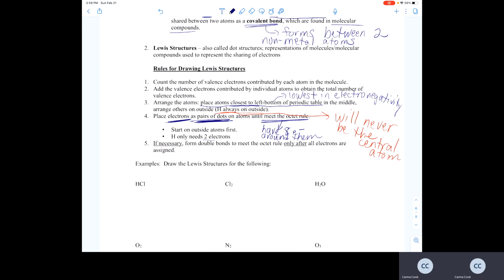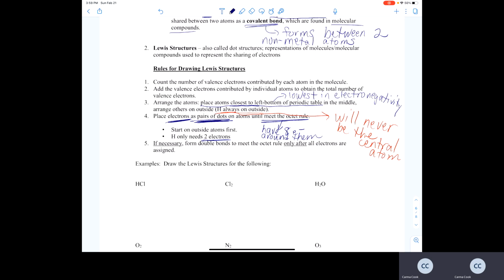Hydrogen only needs 2 electrons, period. So if hydrogen is sharing a bond with another element, it's happy. It doesn't need any additional dots around it. It doesn't need 8. It's happy with just 2. So there are elements like hydrogen that violate what's called the octet rule. They're happy without having 8 electrons around them. They're happy with just 2.